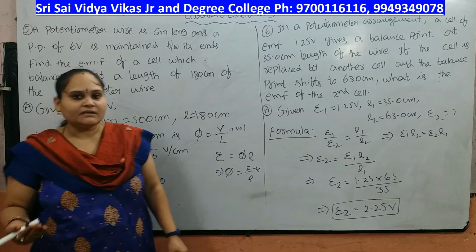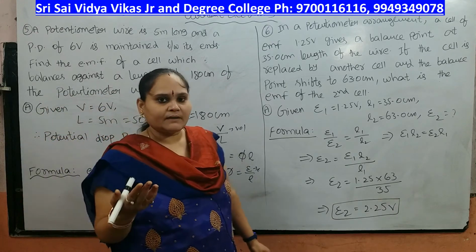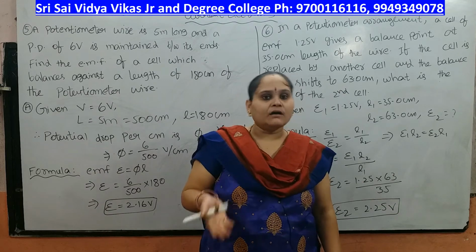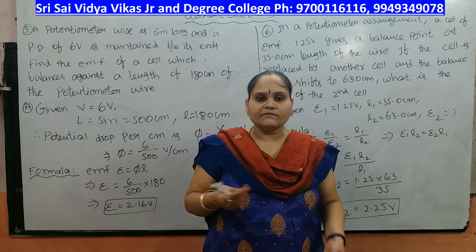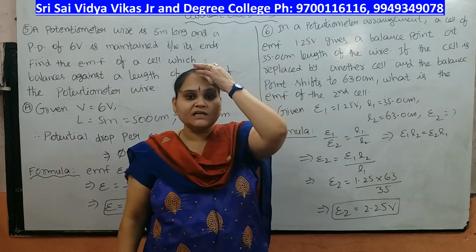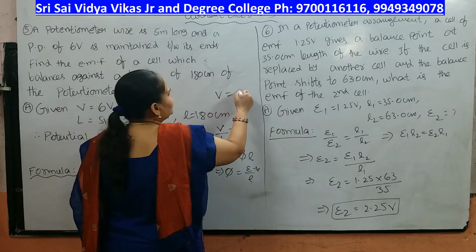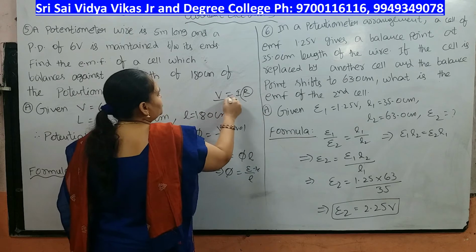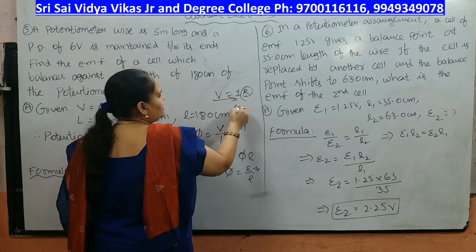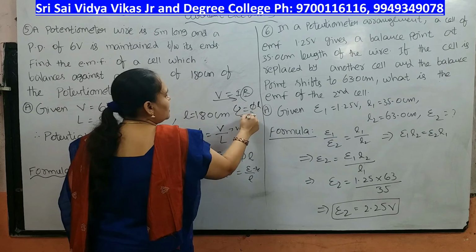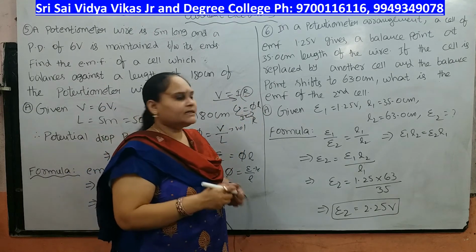The EMF and the potential difference are both the same, just with a very small difference. The EMF is independent of R, that means resistance, and the potential drop V is dependent on it, that means V equal to IR. It depends on R. The potential drop depends on R, but epsilon equal to phi L is independent of R. This is the difference.